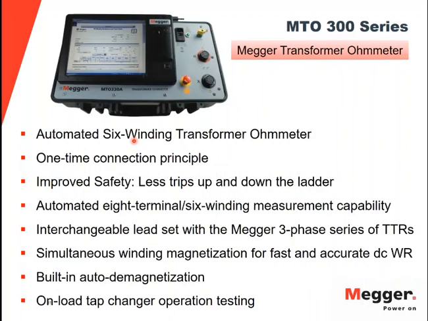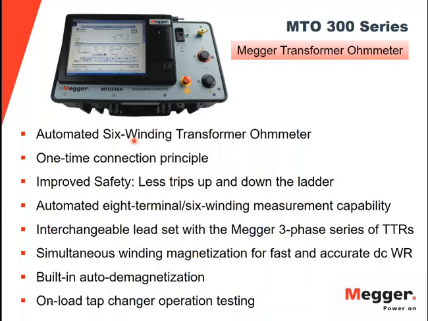So the next one we have is our Megger transformer ohmmeter. It is a 3-phase winding resistance tester, testing 1 phase at a time and doing automatic switching. You can use the same leads for TTR and winding resistance. Because I connect all of my leads one time, I get fewer trips up and down the ladder on the transformer, which means that it increases the safety. You avoid any kind of hazard going up and down the transformer.